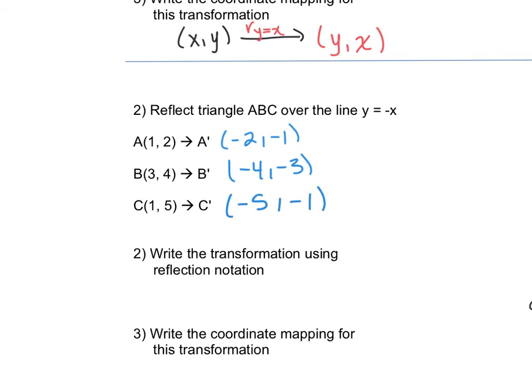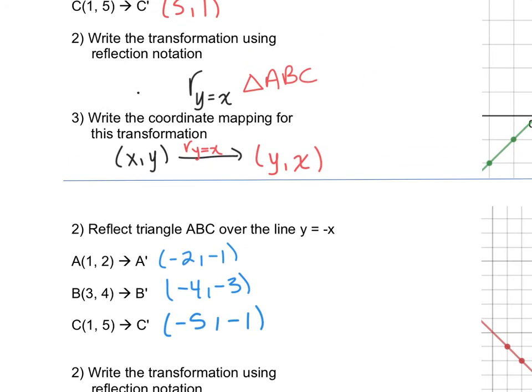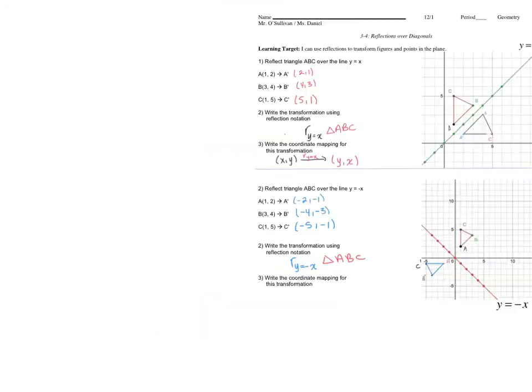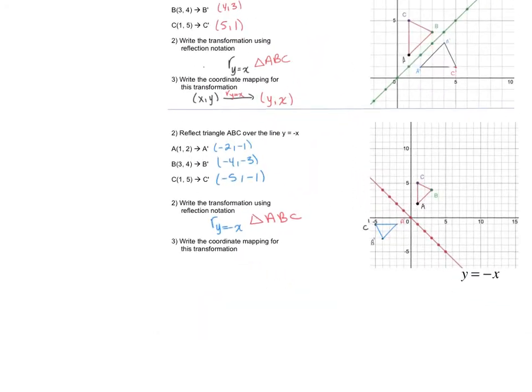So now if I want to write this transformation using reflection notation, we'll do the exact same thing we did above, where we just write down reflection over the line y equals negative x. And then to be fancy, you can write triangle ABC, and it would just say that you're reflecting triangle ABC over the line y equals negative x.